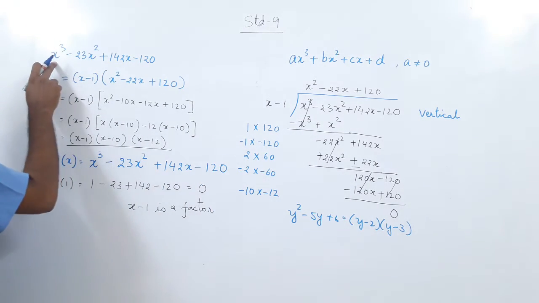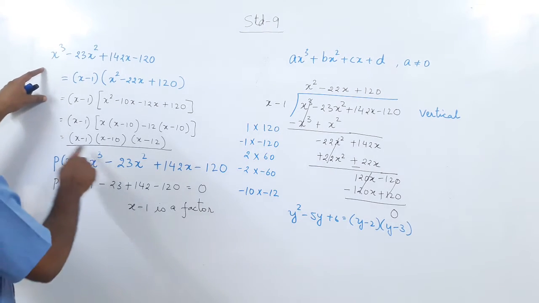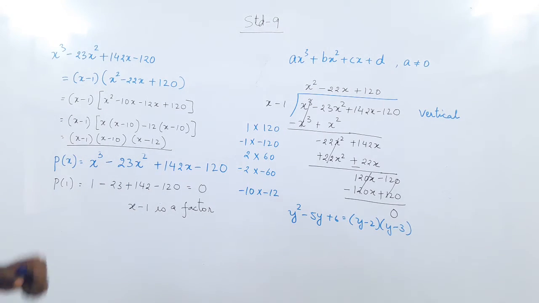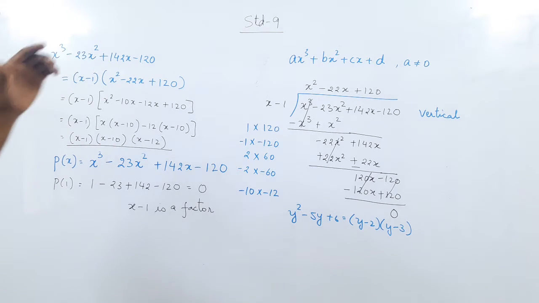But because this is a cubic polynomial, we can have a maximum of 3. So we can have a maximum of 3. Yes, so we got all the three factors. So I hope it is clear to you. So again, one last time, all that we revised.